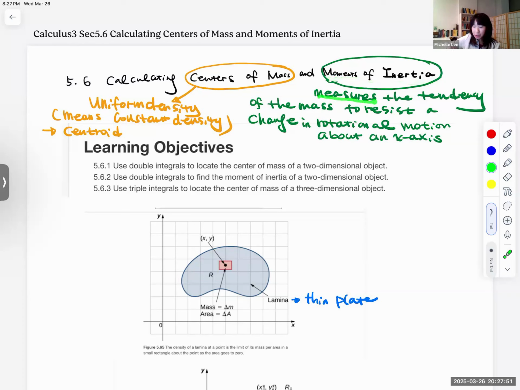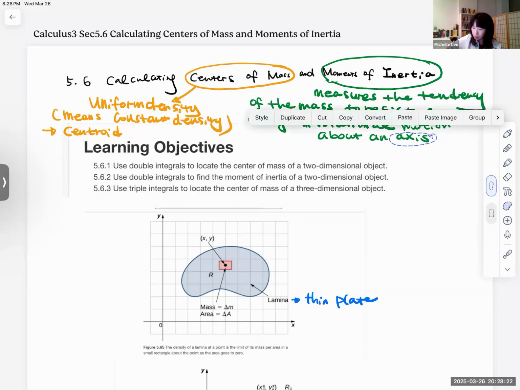This one measures the tendency of mass to resist a change in rotational motion about an axis. It can be the x-axis or the y-axis too, because we are going to work in two dimensions here. So about an axis. I think I copied wrong, it's just axis. All right, a very similar concept to the previous one.